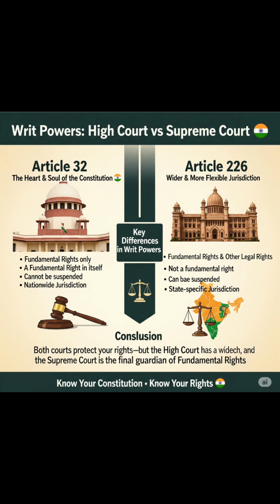So what's the difference? The Supreme Court can issue writs only for protecting fundamental rights. This power comes from Article 32 of the Constitution. It's called the Guardian of Fundamental Rights. But the High Courts can issue writs for both fundamental rights and other legal rights. This power comes from Article 226, and it's much broader.